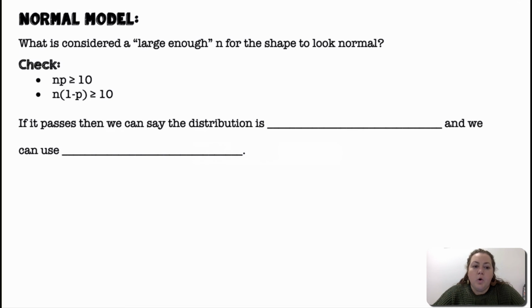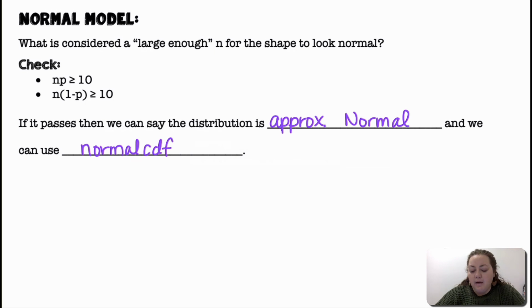Okay, so what is considered a large enough n for the shape to look normal? We have this condition that we're going to use throughout pretty much the rest of the year as we get into inference, to check: can I use a normal distribution instead of having to do a binomial? If n times p is greater than or equal to 10 and n times 1 minus p is greater than or equal to 10, so if I would expect to have at least 10 successes and at least 10 failures, then it passes, and we can say that the distribution is approximately normal.